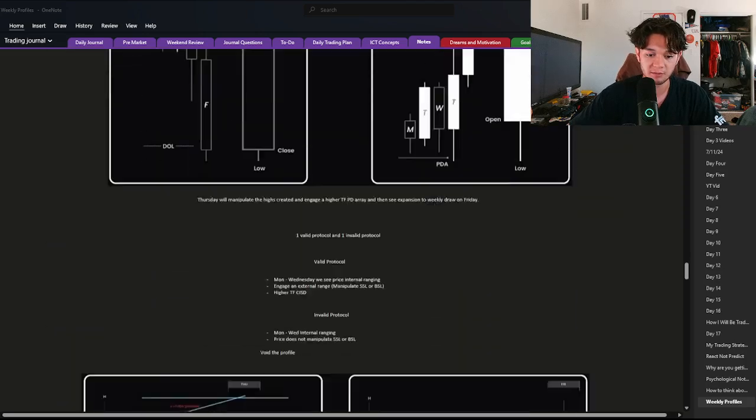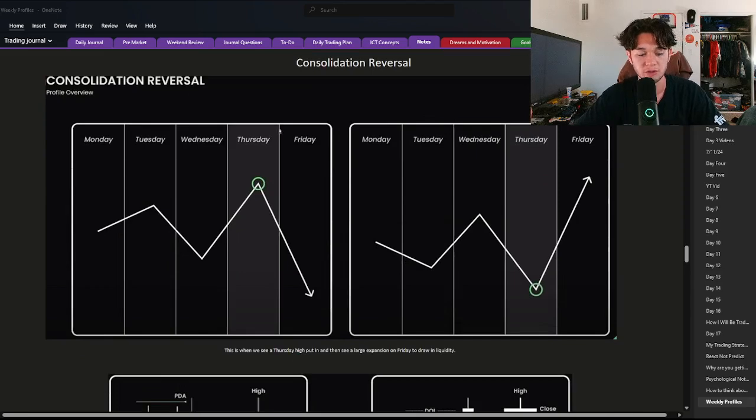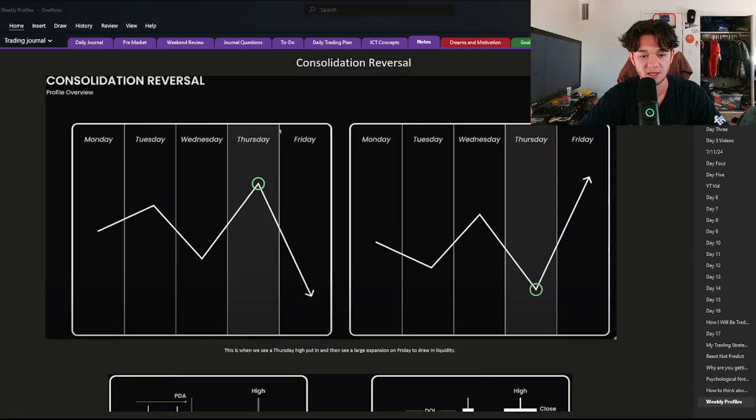The last profile, pretty sure that was the last one. Last profile, consolidation reversal. This is where we consolidate Monday, Tuesday, Wednesday, and then Thursday we manipulate it, and we then expand Thursday, Friday towards the weekly draw.